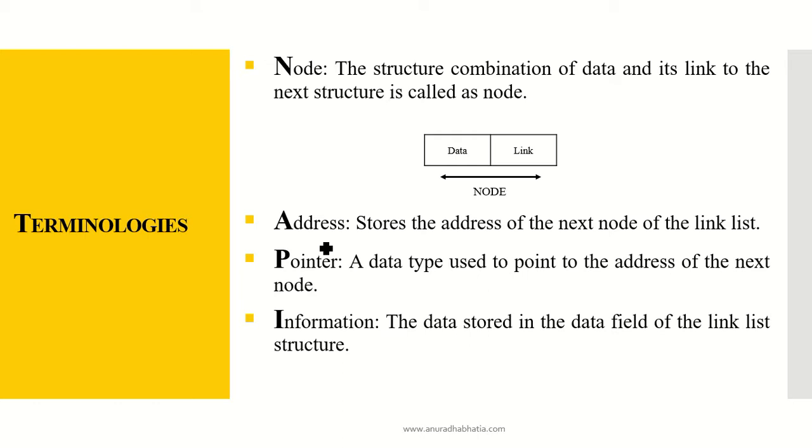Address stores the address of the next node of the list. Pointer: a data type used to point to the address of the next node. Information: the data stored in the data field of the linked list structure. So information is whatever will be stored in this data part, and pointer will be this link which will be pointing to the next structure of the type node, that is this complete node, and address, as it points to the next node, stores the address of the next node.